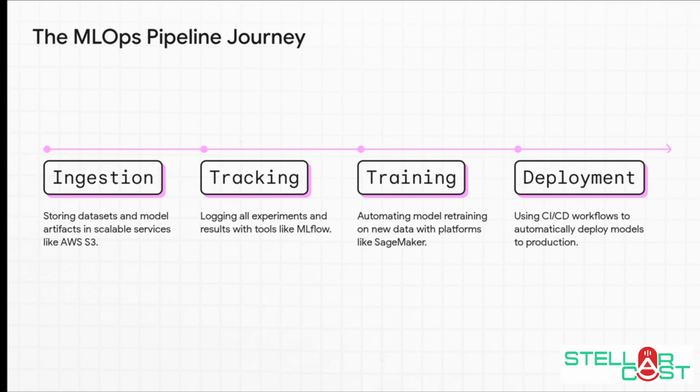This timeline pretty much shows you the whole assembly line from start to finish. Of course, it all begins with data, which we need to store somewhere safe and scalable, like AWS S3. Then, as we start building our model, we track everything using tools like MLflow or Weights and Biases. I mean, every single experiment, what worked, what bombed. Next, we use something like SageMaker to automate retraining, so our model is constantly getting smarter with new data. And finally, you have CI/CD workflows, which are just automated pipelines that take our tested, validated model and push it out into the world for everyone to use.